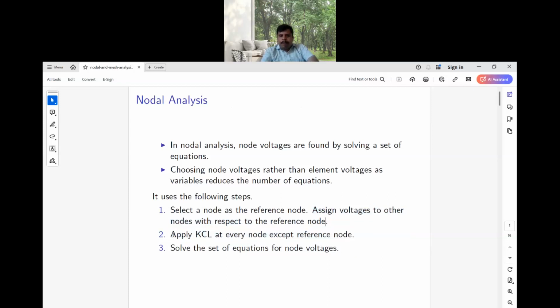Now apply KCL at every node except the reference node. At the reference node, the voltage is assumed to be 0, so we are not applying KCL there. We apply KCL at all the remaining nodes, then we get a set of equations, and we need to solve for the node voltages. Once the node voltages are found, we can automatically find the branch currents. Let us see one or two examples by taking simple networks in this class.